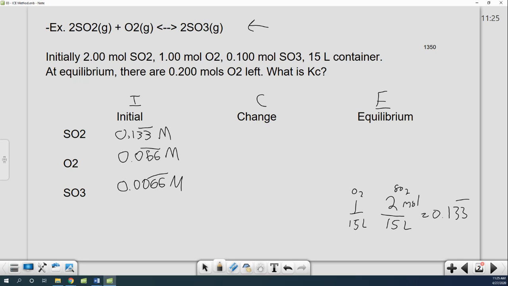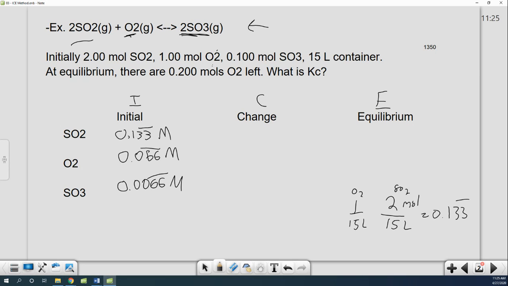Now, what's the change going to be? To figure out how much it changes by, well, we don't actually know what the change is yet. So we look up here. 1 mole of oxygen makes 2 moles of sulfur trioxide when it combines with 2 moles of sulfur dioxide. So first of all, what's getting bigger, what's getting smaller? If you take a look up here, we've started at 1 mole of oxygen, we've gone down to 0.2 moles of oxygen, so we're definitely using up our reactants, which makes sense.